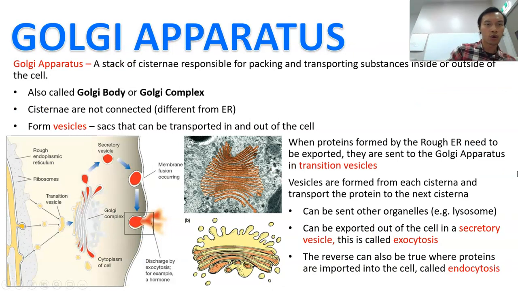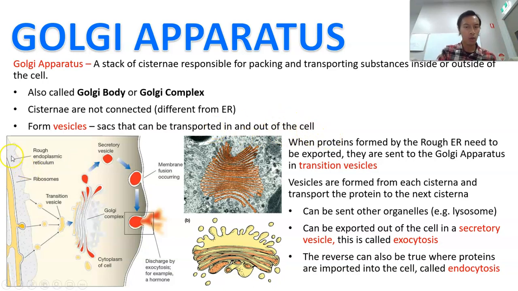Next up is the Golgi apparatus. The Golgi apparatus is a stack of cisternae, the folds, that are responsible for packing and transporting substances inside and out of the cell. It is basically the postal service of the cell. It is also called the Golgi body or the Golgi complex. And unlike the ER cisternae, these ones are not connected, right? And what they do is they form these little sacs called vesicles, which are like boxes that you send in and out of the cell, right?